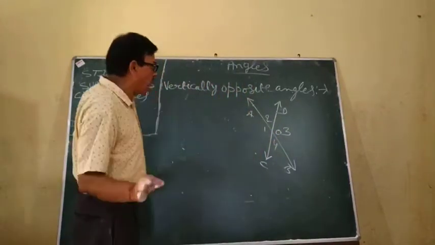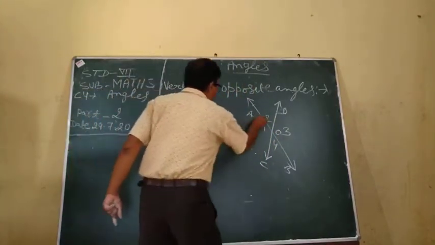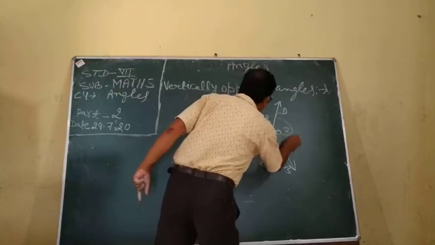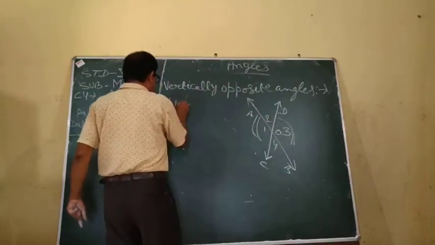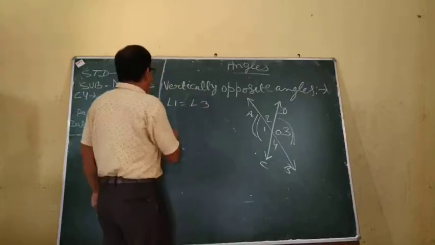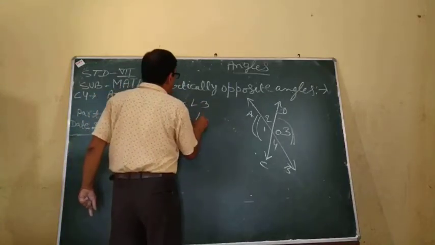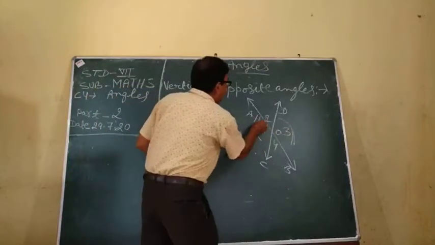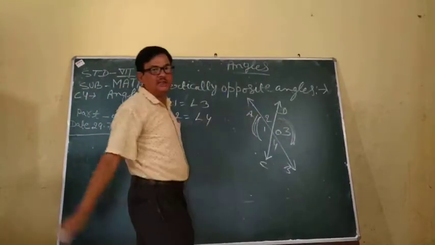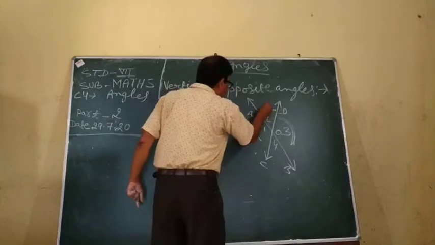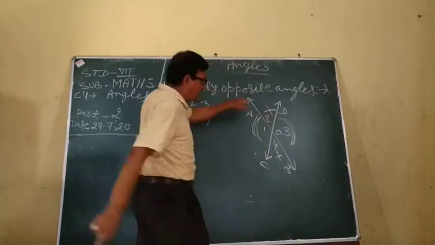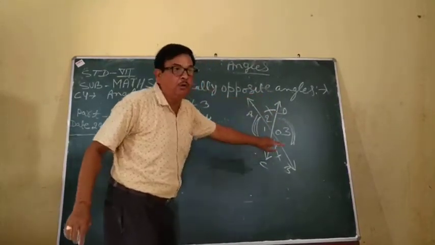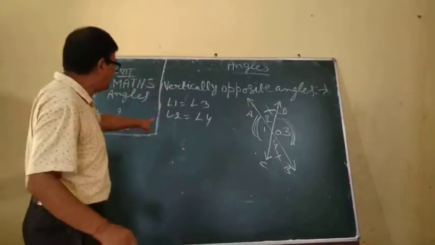In short form, what will you write? Vertically opposite angles are equal. So angle 1 is equal to angle 3. Angle 2 is equal to angle 4. Understood now? Angle 1 is equal to angle 3. This is called vertically opposite angles being equal. I have given a cross sign. Angle 2 is equal to angle 4. This is also called vertically opposite angles.